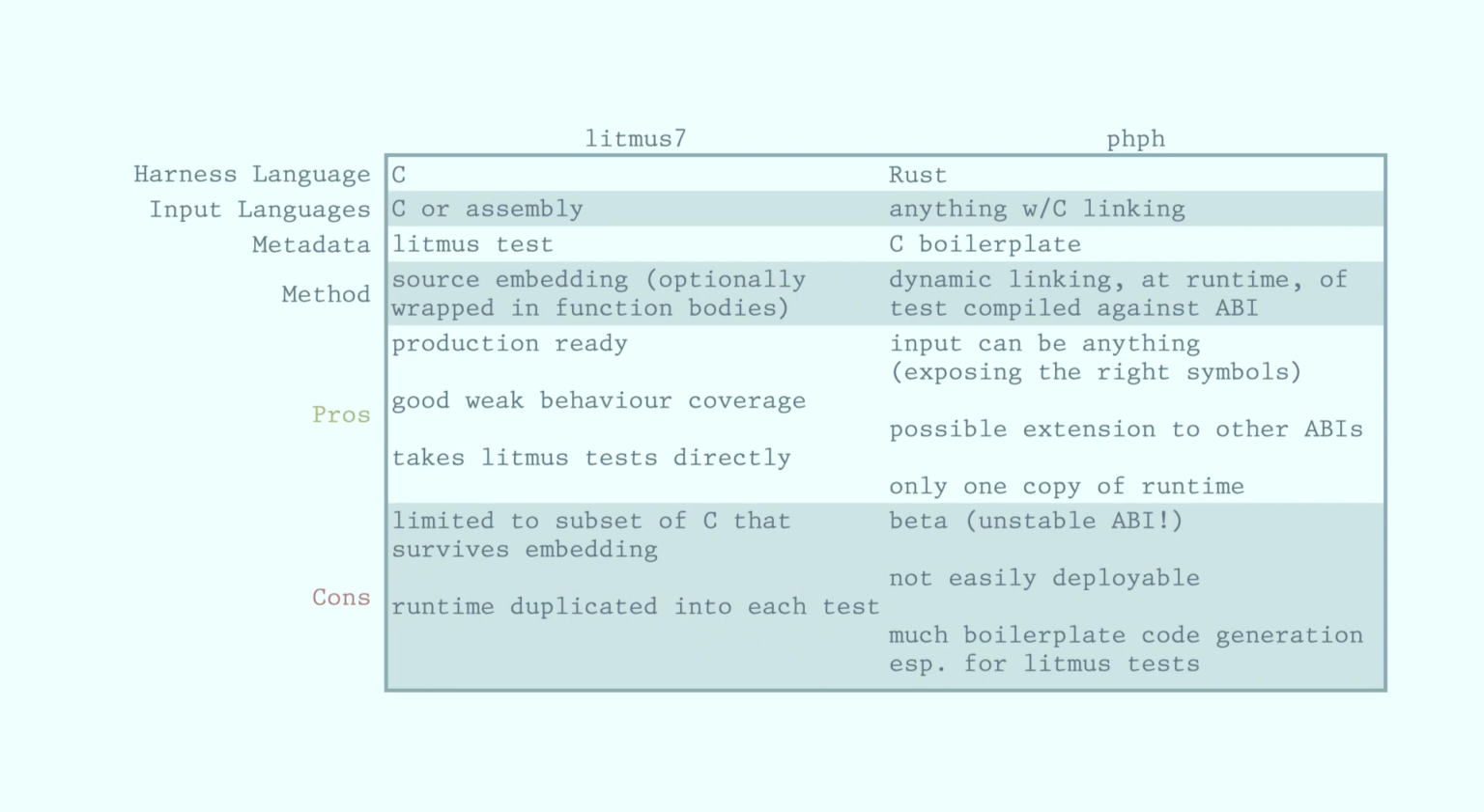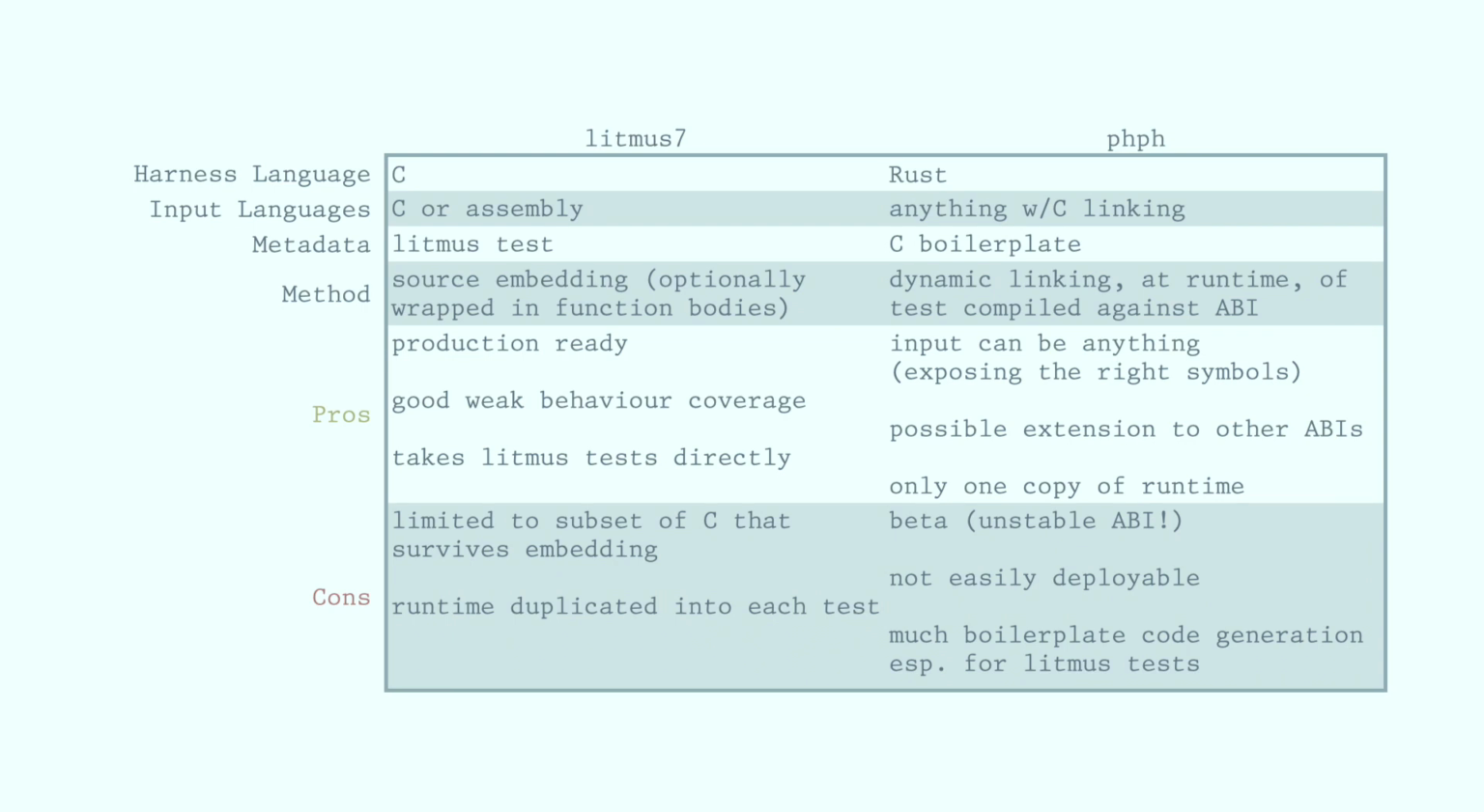There's a possible extension to other ABIs, which I'll show a bit of later. And there's only one copy of the runtime because the runtime dynamically links against the actual tests. Everything that's in that runtime is generic across tests. There are a few disadvantages of this approach, one of which is that it's currently very unstable and very beta. I'm still exploring this.